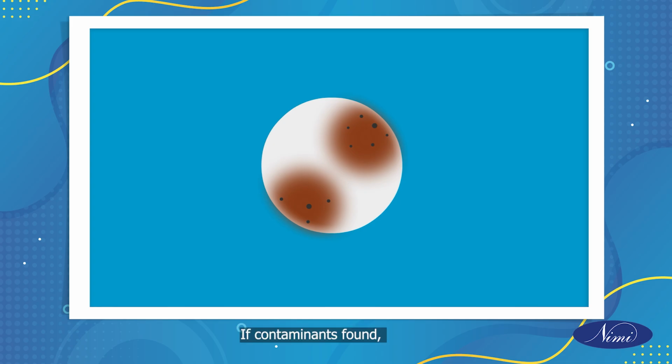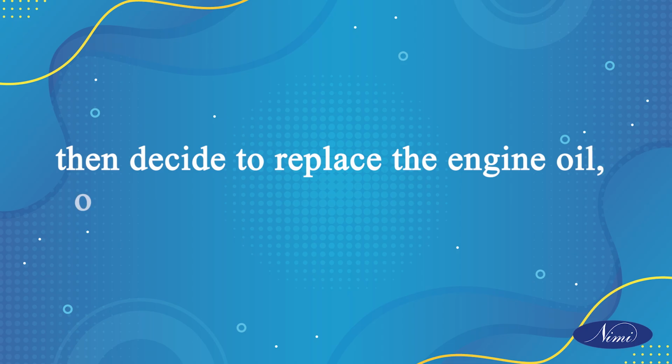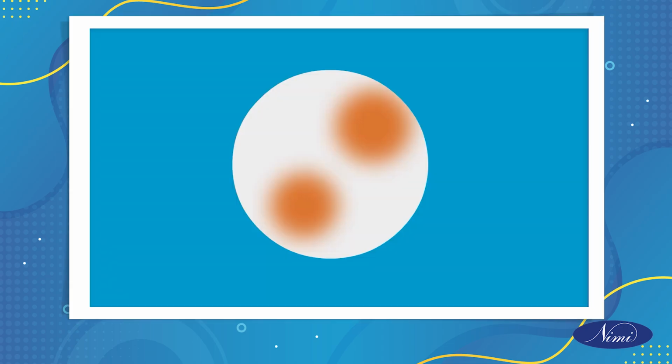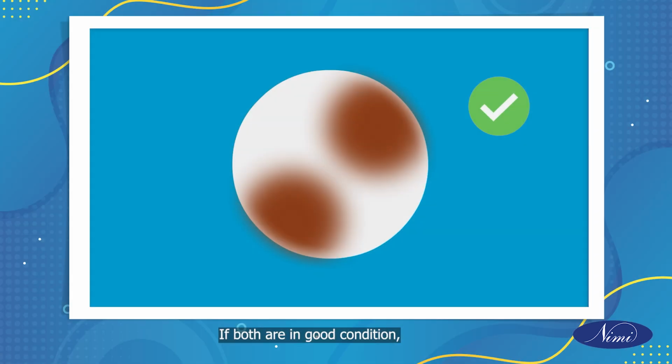If contaminants found, then decide to replace the engine oil, oil filter and oil seal with new one. If no contaminants found, then check the condition of the anti-dispersant and oil. If both are in good condition, then there is no need to change them.